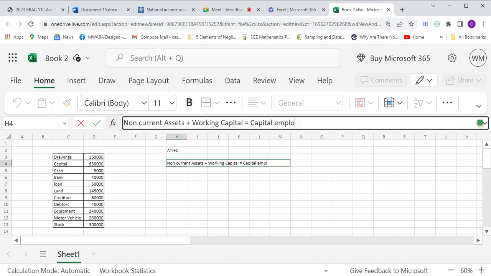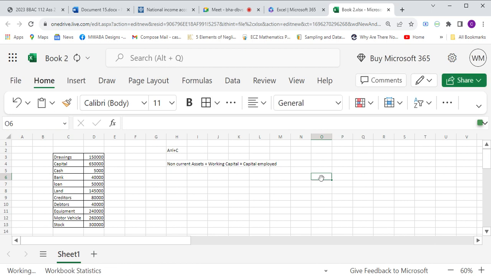So the balance sheet should follow this format. Non-current assets plus working capital equals capital employed. Working capital, this is the money that is used for running and paying day-to-day expenses for a business.